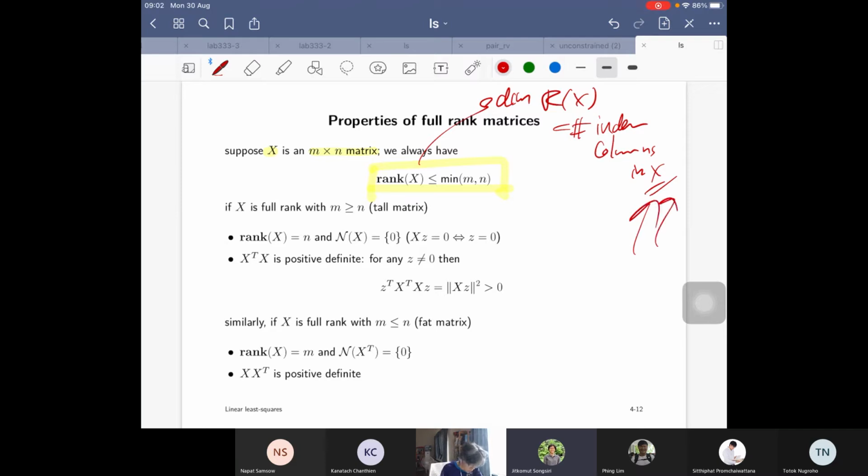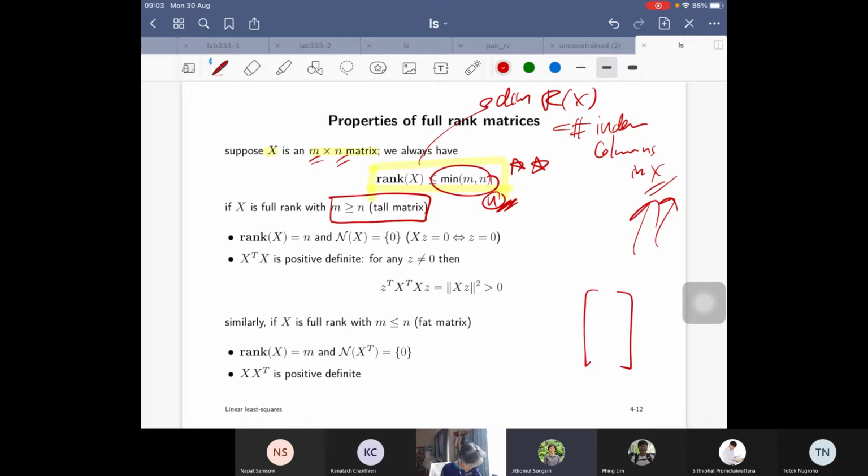Okay, so we have this identity: the rank of X is always bounded by the minimum between m and n, the number of rows and the number of columns in X. If X is full rank and a tall matrix, the minimum between these two is always what? It's going to be n, right? If you have a tall matrix, the minimum between m and n is actually n.